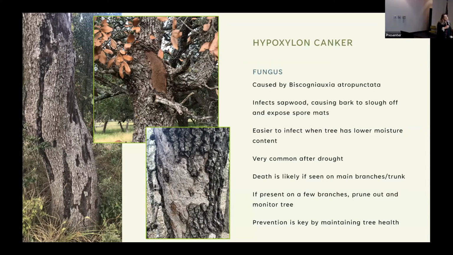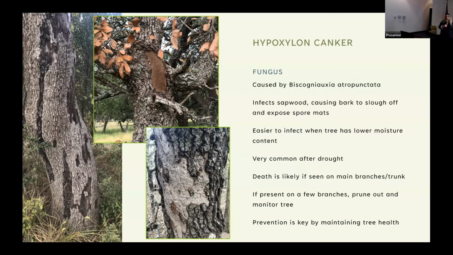But this is a fungus that's theorized to be just around, like in most trees, just waiting for that tree to be weakened or stressed to invade. So it is pretty common. And then when we get a drought, and we're still in this 2-year drought, that low moisture content makes it easier in the tree for the hypoxylon to take hold.